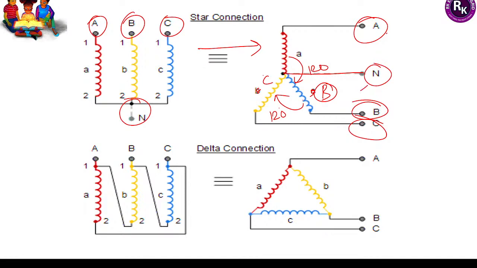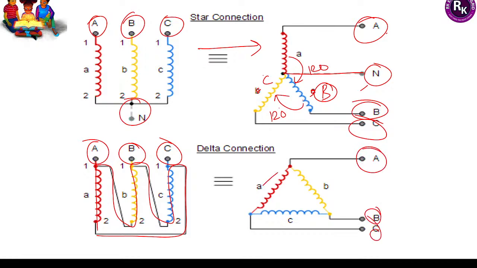In delta, this is the structural representation of delta: phase A, phase B, phase C, and between phase C, see, just observe the points, how they are connecting the circuit. This is the delta connection. Okay, that is very important. The alternative way of defining or designing the star delta connection is like this. Between A, B, C, we will be fixing the phases.